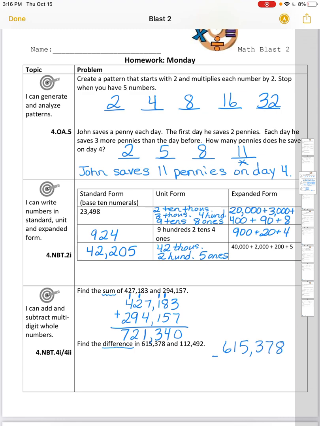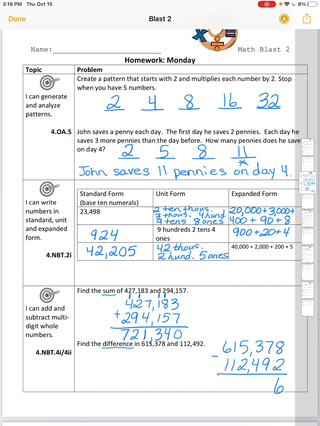So I'm going to line up my place values so that now I can subtract my ones from ones, tens from tens, hundreds from hundreds, and so on. Starting with the smallest place value, which is the ones place here, I'm going to subtract 8 ones minus 2 ones. 8 ones minus 2 ones is 6 ones.